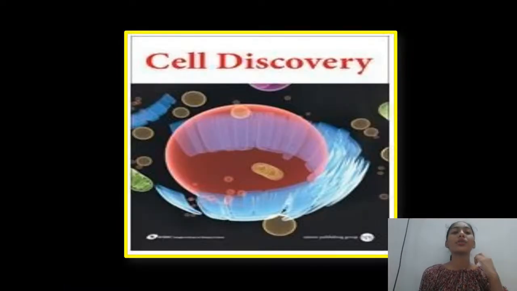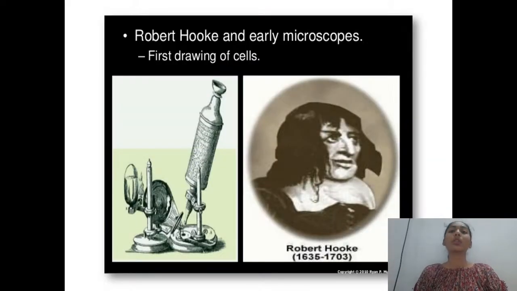Cell discovery. Like these computers are discovered, in the same way cells were also discovered. Let's see who discovered it. Robert Hooke is the person who discovered cells. He lived between 1635 to 1703. Okay. So, you know how he discovered it? He resembled the cells to a honeycomb.